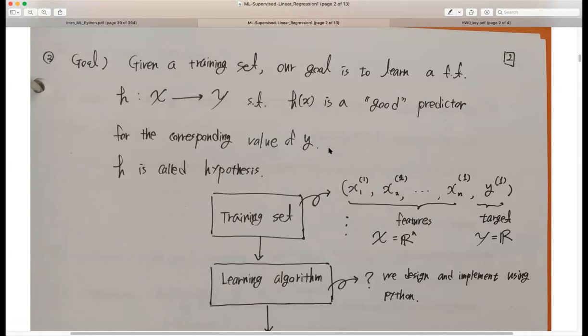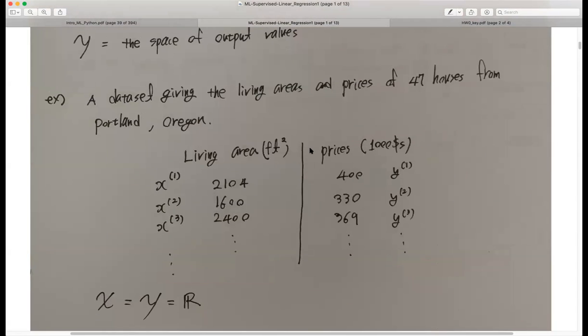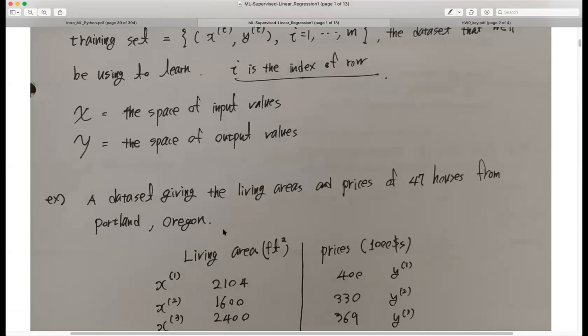It means that h of x does not only return those prices y sub 1 to y sub m when we input x upper 1 through x upper m, but h of x must also return a good prediction of the prices when we input a certain living area which is not in the example set, the training set. Keep in mind this.